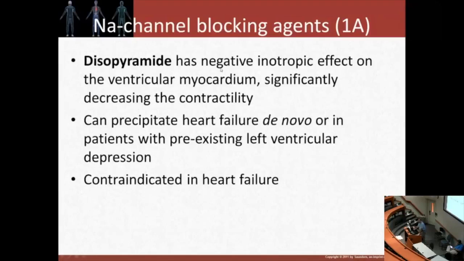Disopyramide has a negative inotropic effect on the heart, specifically on the ventricular myocardium. When you use this drug, you can actually precipitate heart failure, okay, in naive patients or patients with pre-existing left ventricular depression. So, as you're assessing the patient, you have to look at left ventricular ejection fraction, which we'll talk about tomorrow, to see if heart failure is becoming manifested. And of course, if it is, this drug is completely contraindicated in heart failure. So even though they may have an arrhythmia, if they've got an arrhythmia and heart failure because of an acute MI, this drug is a no-no.